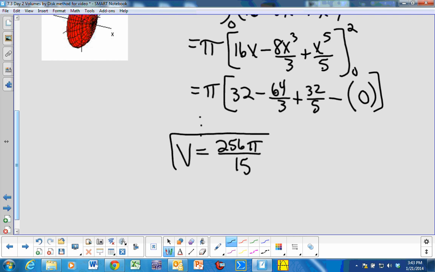Be sure you practice that, especially if you're really bad at your fractions. Don't skip that, because on the AP test, the last thing you want is using your time up because you can't add 64 thirds and 32 fifths. Okay, so make sure you practice that and get your common denominators.